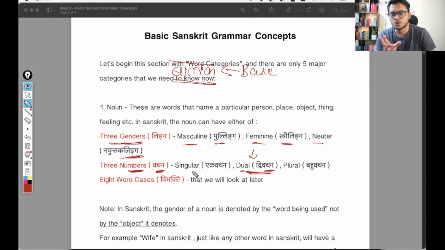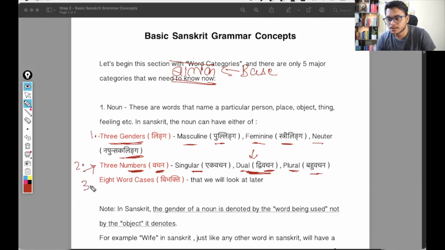So you have singular, ekvachan, one boy. Then you have dual, exactly two boys. And then more than two, you have plural, bahuvachan, many boys. So this is something new, because in English you have only two, singular and plural. Here you have three. Just remember that. So the first property a noun can have is gender, the second property is how many.